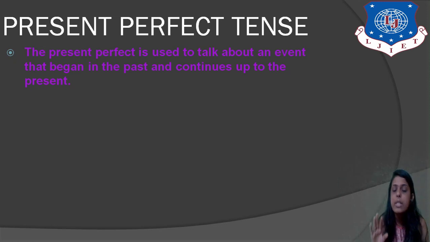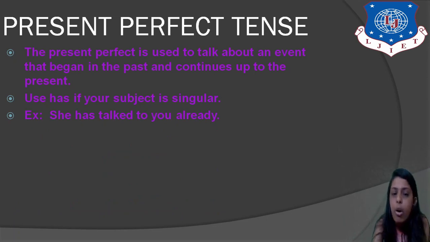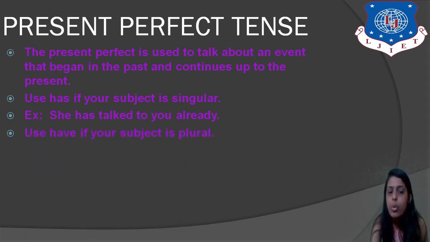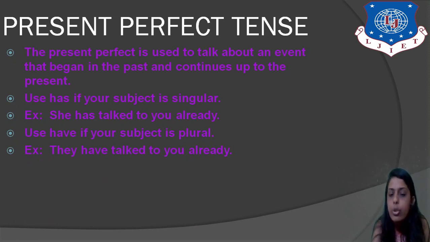So something which started in the past and is still continuing to the present, then you have to utilize present perfect tense. So use has if your subject is singular. She has talked to you already, right? So something which happened in the past and continues up to present. Use have if your subject is plural. They have talked to you already.